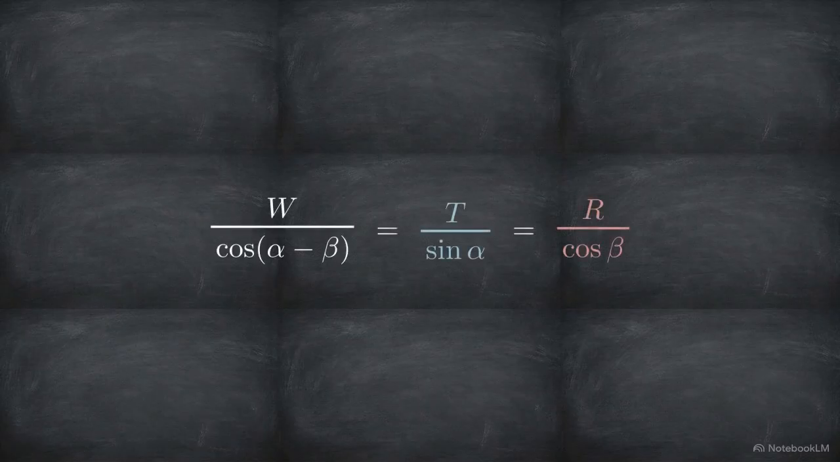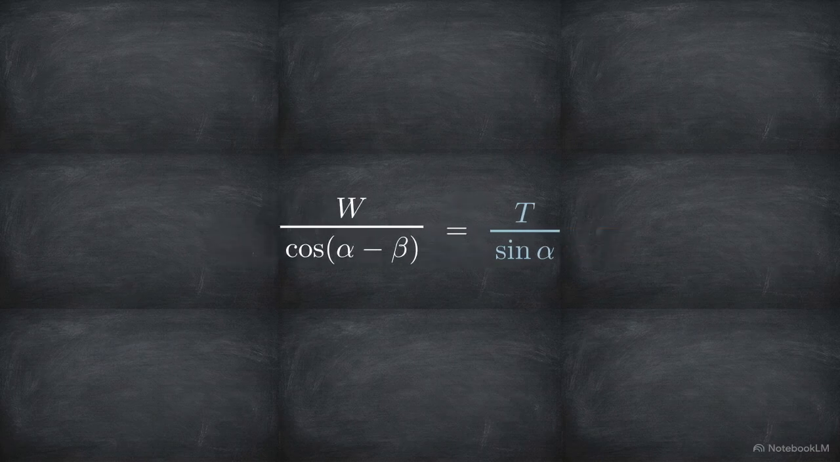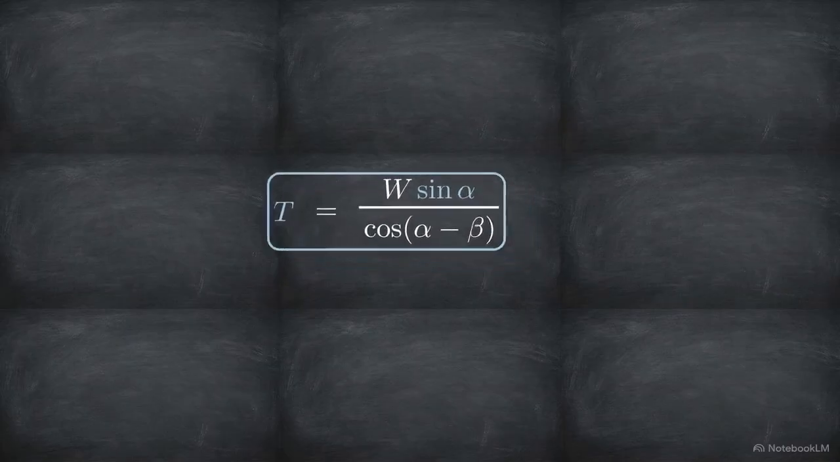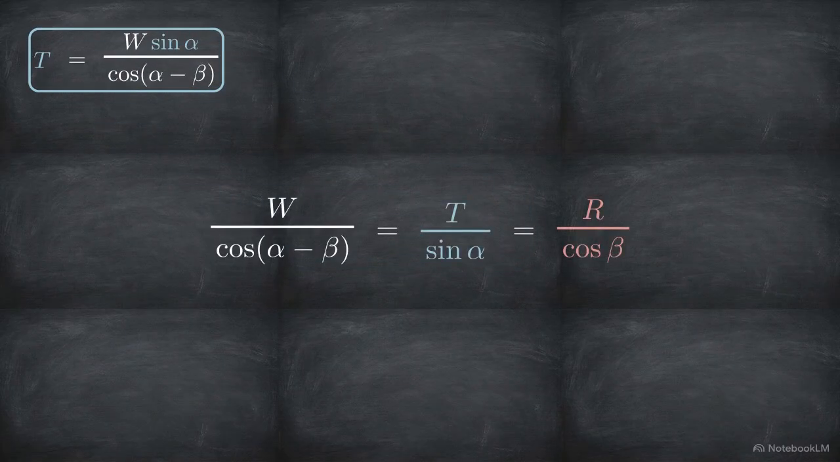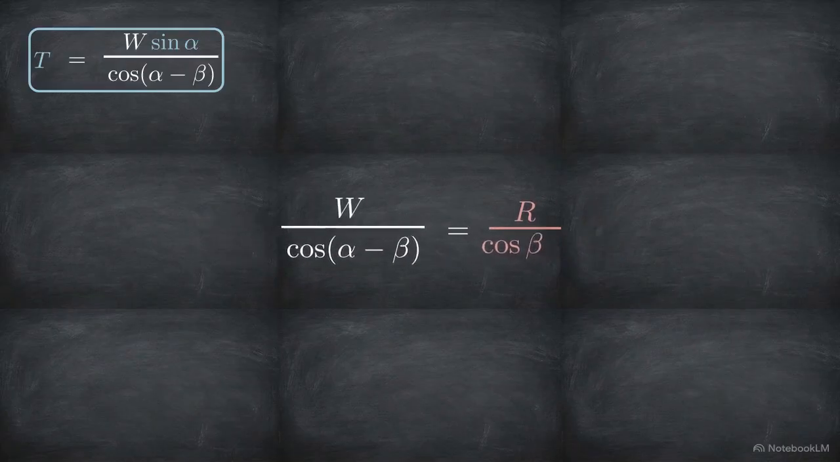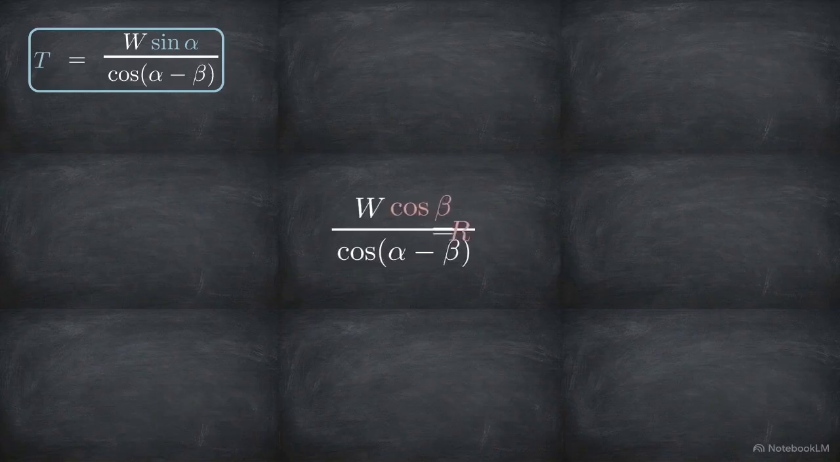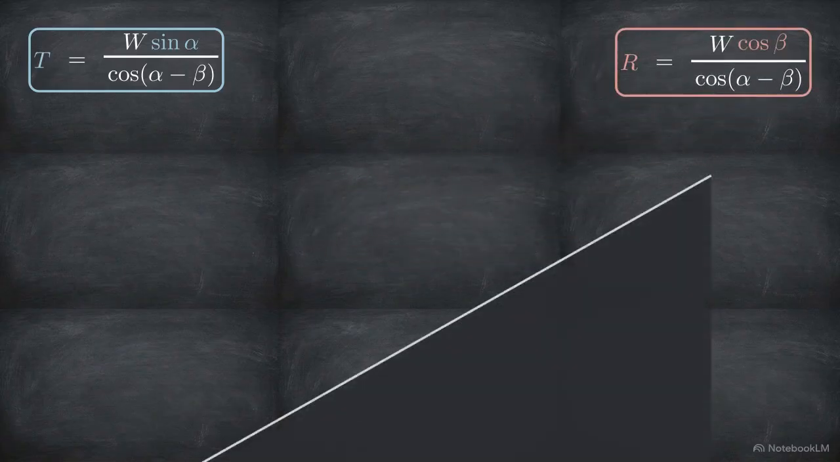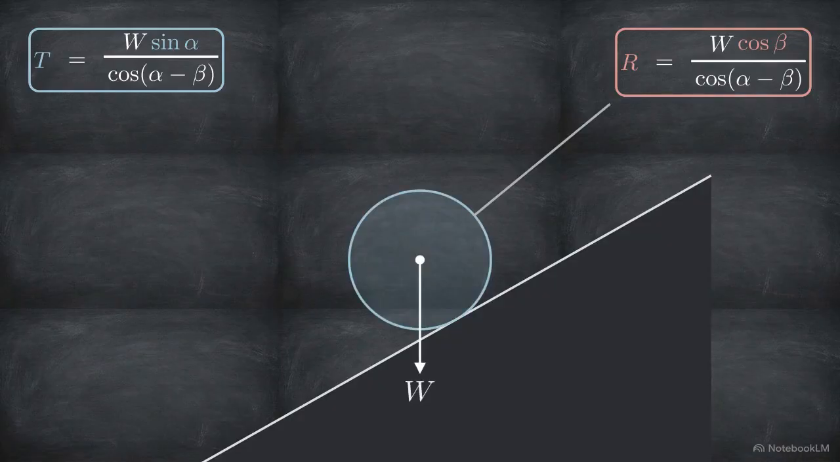To find the tension pulling on the string, we isolate the first two parts of the equation. Rearranging them shows that tension equals weight times the sine of alpha divided by the cosine of alpha minus beta. We do the same for the normal reaction. By isolating the first and third parts, we find that the reaction force from the ramp equals weight times the cosine of beta divided by the cosine of alpha minus beta.